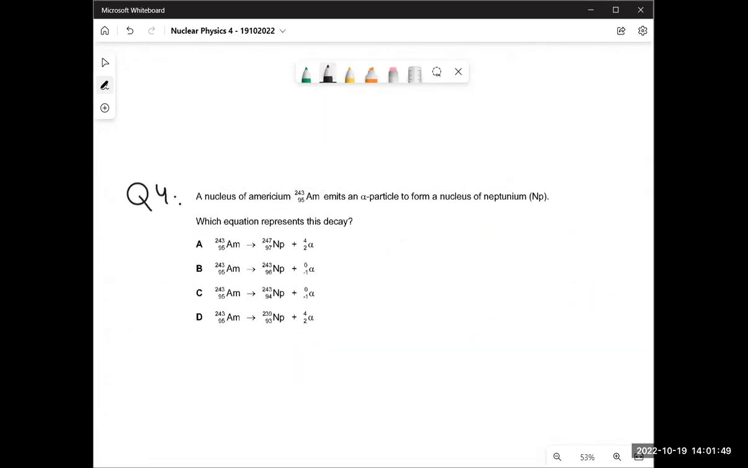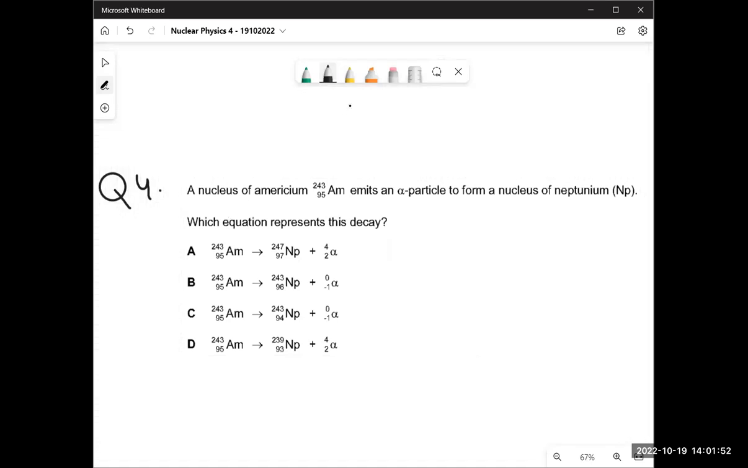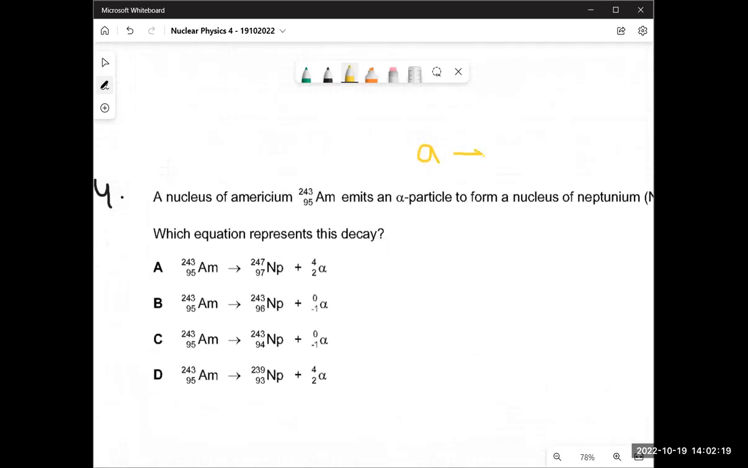Question 4. Ayan, read the question. A nucleus of americium 243, 95 emits an alpha particle to form a nucleus of neptunium. Which equation represents this decay? All right. First, tell me what are the components of an alpha particle? What is the structure? Alpha particles are positively charged, like 4 and 2. So 4 is above, 2 is below.